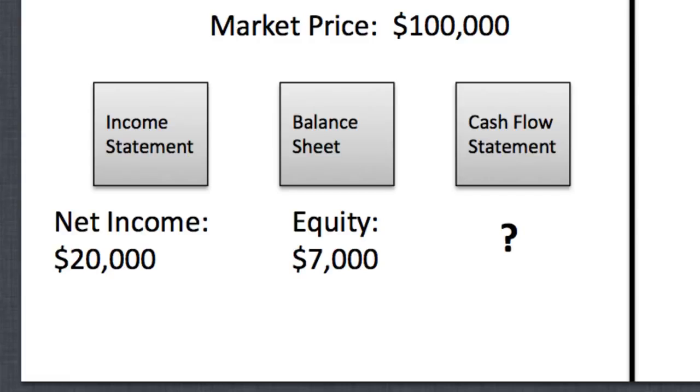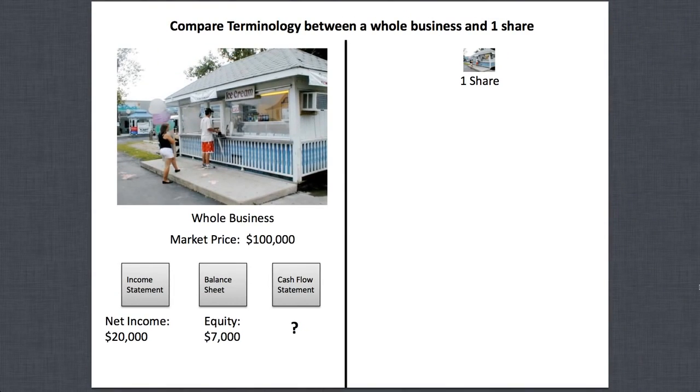So that's the terminology there. And if you want a further explanation, like I said, go back to Lesson 2 and 3 to fully understand that. So when we look at the whole business, all those numbers pretty much make sense. And I'm skipping the cash flow statement because that's something that's taught later on in Course 2.